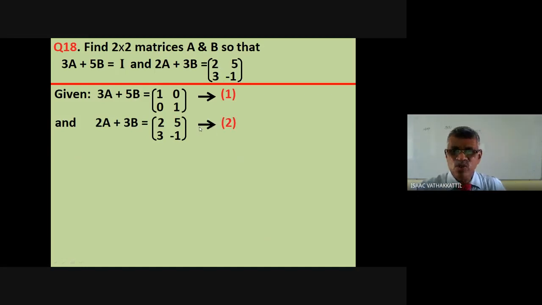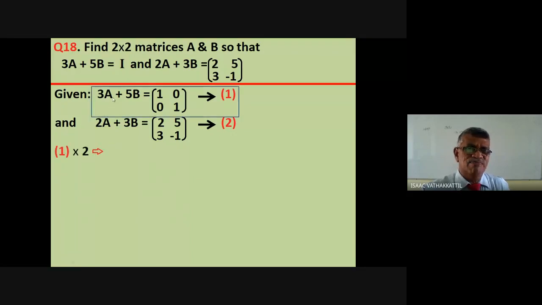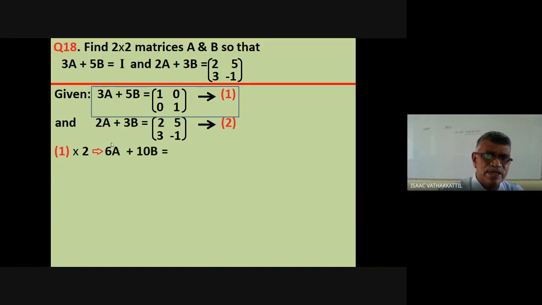You have to eliminate a first, then you get b, and then from there you get a. To eliminate a, the first equation is multiplied with the coefficient of a in the next. If you want to eliminate b, first equation multiply by 3, second equation multiply by 5. Here I find it more comfortable to eliminate a. So first equation multiply by 2, I get 6a plus 10b equal to 2, 0, 0, 2.